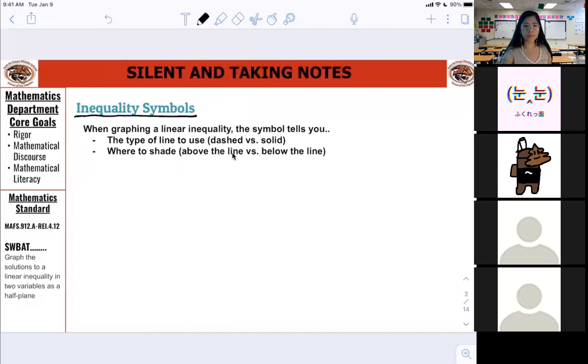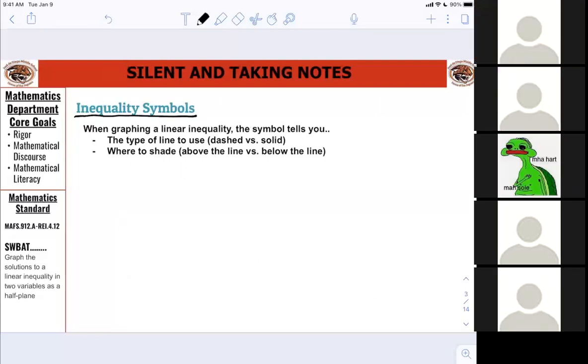When graphing a linear inequality, the symbols tell you the type of line to use, dash versus solid, and where to shade. Okay, so it tells us if it's going to be dashed versus solid, and then whether you're going to be shading above versus below. So we're going to make a little organized chart. Okay, I want you guys to copy this down.